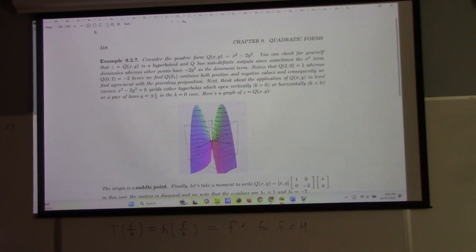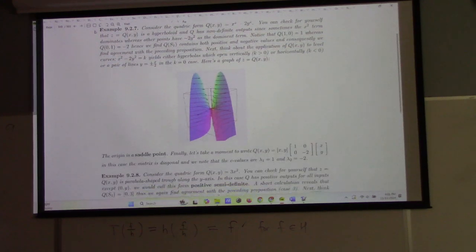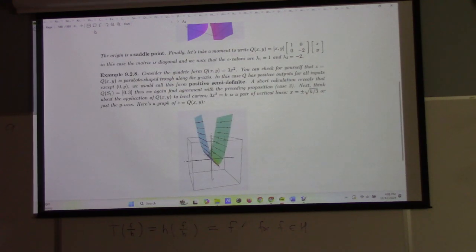If we have the quadratic form x squared minus 2y squared, you get a hyperboloid, right? This time the level curves are hyperbolas and the graph is, well, it's a hyperboloid, right? So the origin here is neither a min nor a max, it's a saddle point. You can also have something like 3x squared, then you get a trough, a parabolic trough. The origin is neither, it's, I don't know what it is. I guess it's still a saddle point.